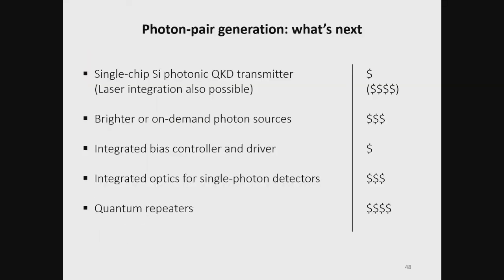So what's next for photon pair generation? Well, a lot of different things. I think a silicon photonic QKD transmitter is imminent. We'll probably have it within a few months. The laser integration is certainly possible. We did a proof of concept, but it's a fantastically expensive process and sort of held by a few people. So it's possible if you want to pay for it. Brighter or on-demand photon sources.